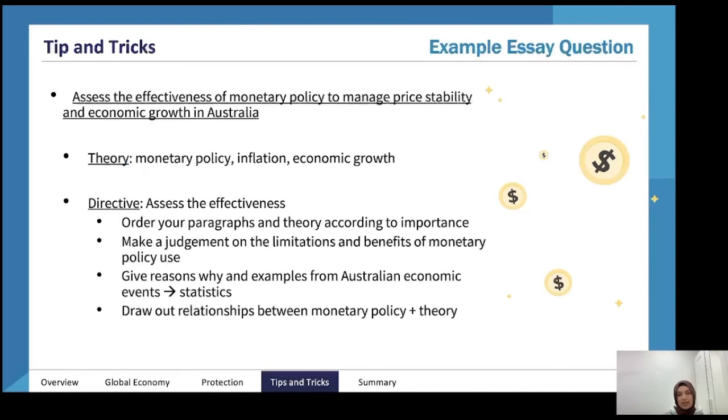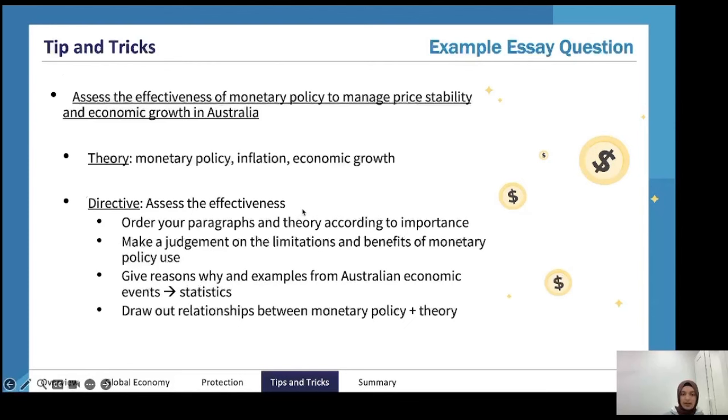So here's an example essay question. Assess the effectiveness of monetary policy to manage price stability and economic growth in Australia. So you've got the theory aspect, which is monetary policy, inflation, economic growth. Those are the key terms of the question. Price stability refers to inflation. Now the directive is "assess the effectiveness of." So what is assess the effectiveness?